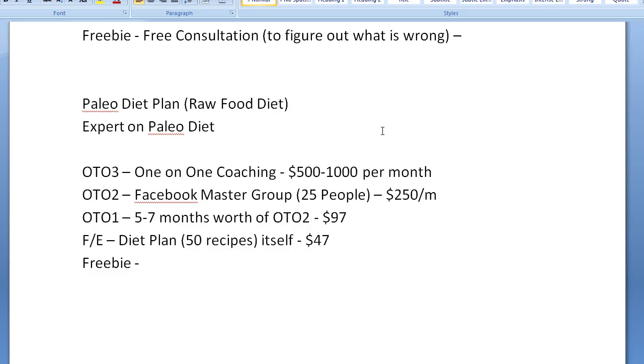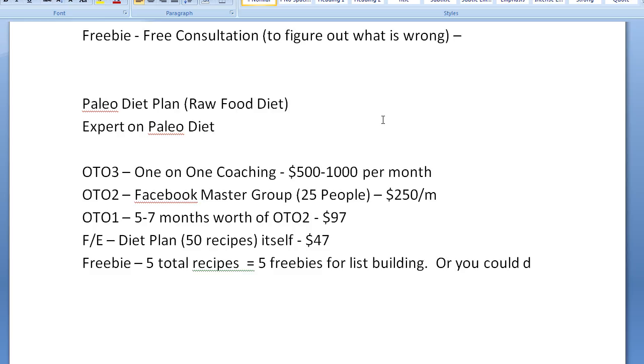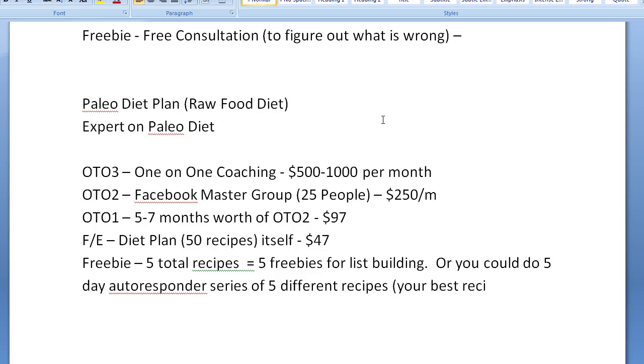And then the freebie would be a couple recipes. So you could take a couple recipes, like 5 total recipes. That could be equivalent to 5 freebies for list building. Or you could do a 5-day autoresponder series of 5 different recipes, perhaps your best recipes.